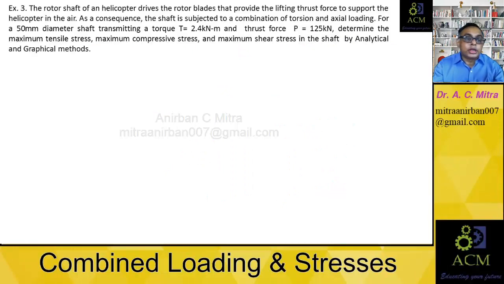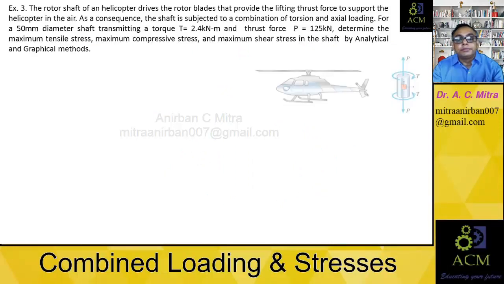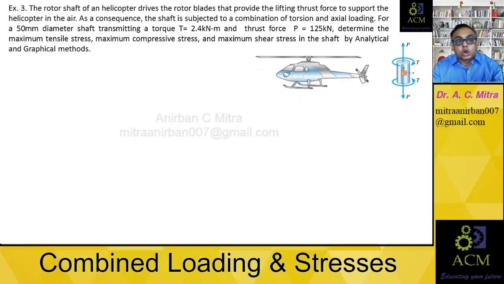Now we are going to the next problem, example number 3. The rotor shaft on a helicopter drives the rotor blade that provides the lifting thrust force to support the helicopter in the air. As a consequence, the shaft is subjected to a combination of torsion and axial loading for a 50 mm diameter shaft, transmitting a torque T equal to 2.4 kN and thrust force P 125 kN.